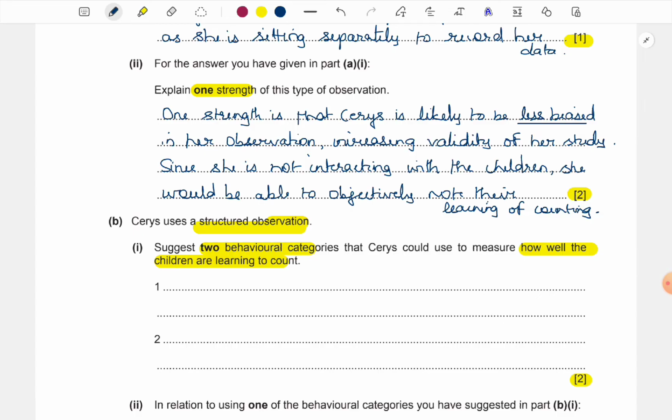So now when it comes to learning to count, you all have learned to count when you were in school. When you learned to count, what were the possibilities? You could be counting correctly or you could be making errors in counting. So those could be some of the behavioral categories that she could use.